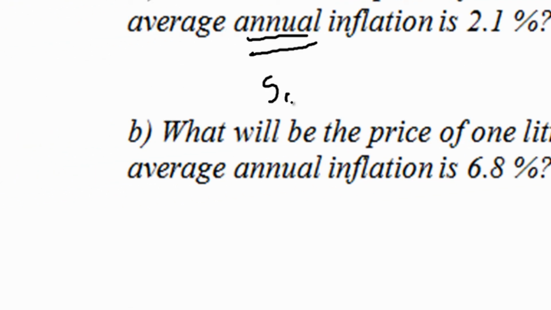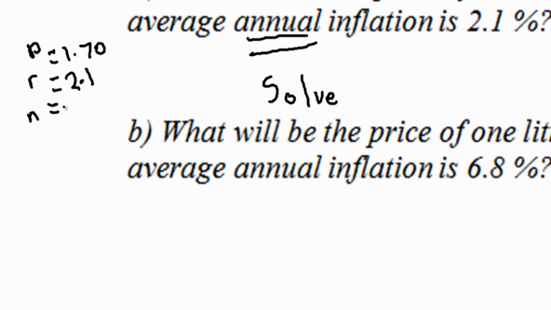So, in this situation, our principal amount is $1.70 because that's the price of the milk. Our rate is 2.1. Okay, so you can put that into Solver as well. And our N, our number of years, is 20 years. And you put it into the Solver and you get an answer of $2.58. That's 20 years for the N. And once you put it into Solver, you'll just get your answer in one hit as $2.58.